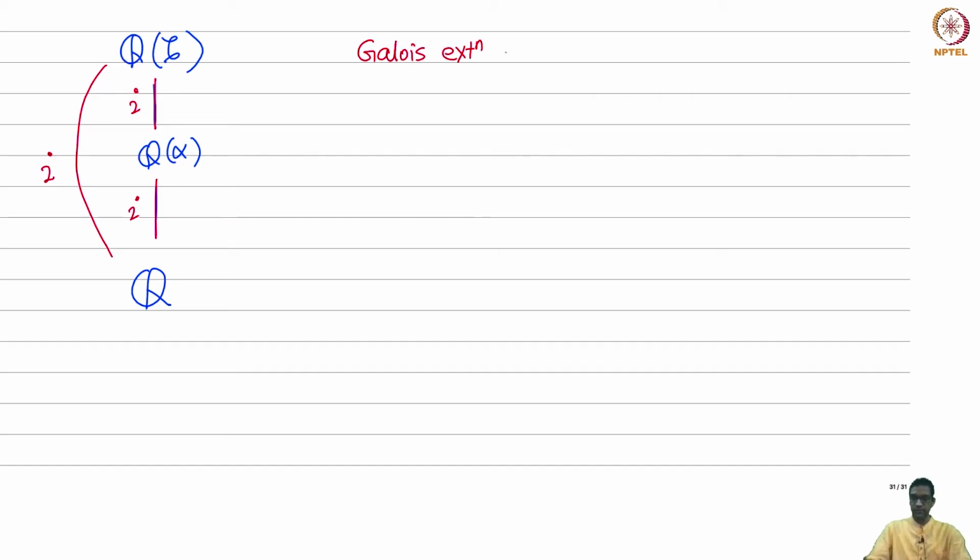Q(zeta) over Q is a Galois extension. But we actually know something more, with abelian Galois group. Okay, we already proved this. It's just the group of units of the ring Z mod nZ. So it's got an abelian Galois group G.